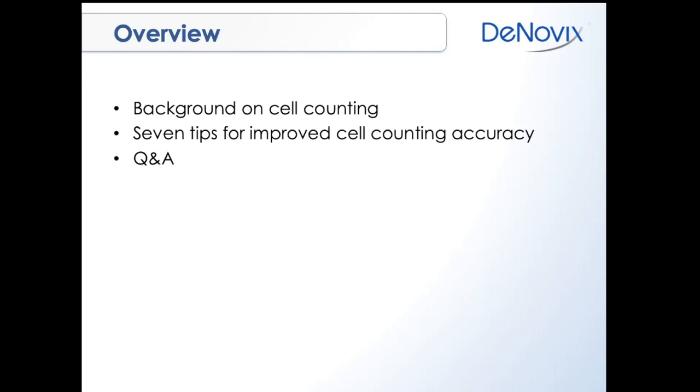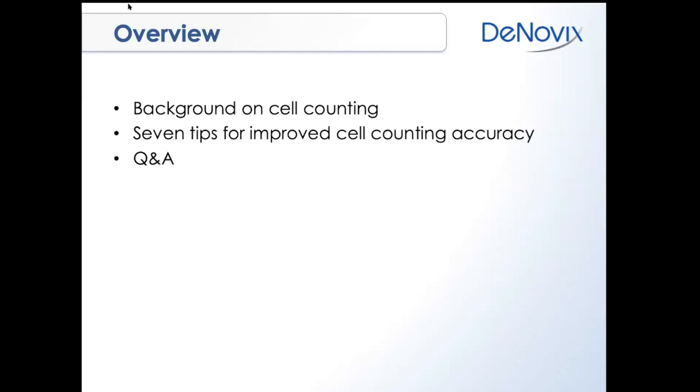So the goal here is to go over just 7 tips, things that you can keep in mind while you're doing a cell count. It's not going to slow you down significantly, but it's going to make sure that you're getting consistent inputs into your cell count, so that you have accurate numbers going into the next step of your experiment.